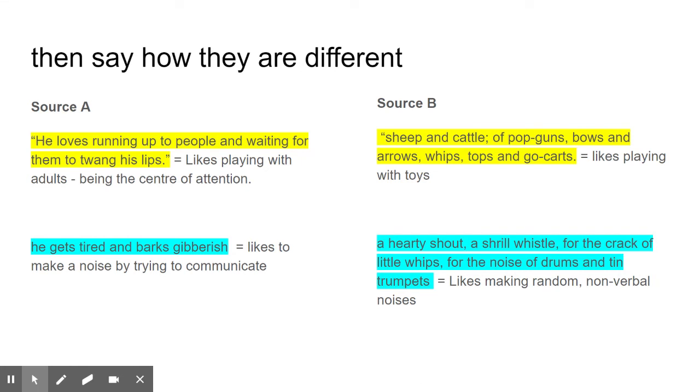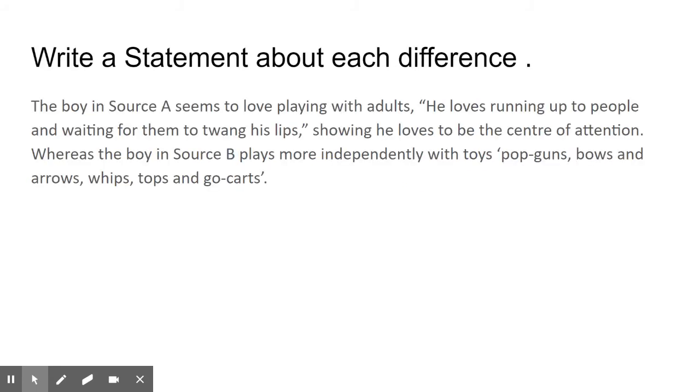But the boy in source A likes to make a noise, like trying to communicate, trying to tell adults something. Whereas in source B, the noises are more random, and they're not verbal. He's not trying to communicate. He's just playing with his toys. They're all noises that are associated with his toys, the games he's playing with his toys.